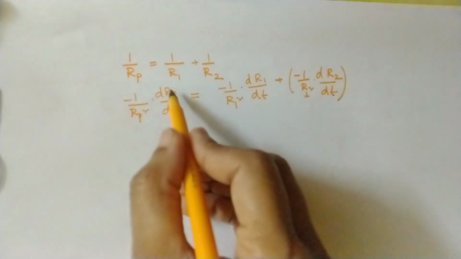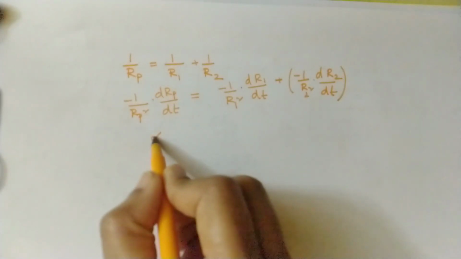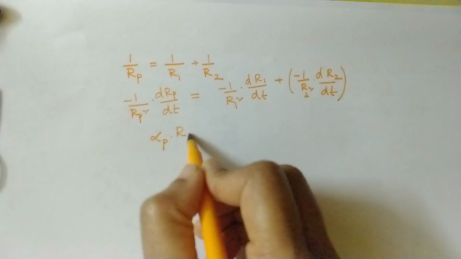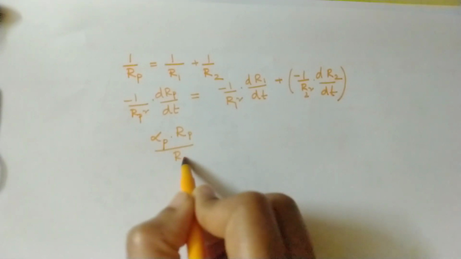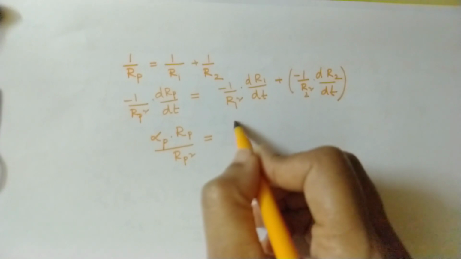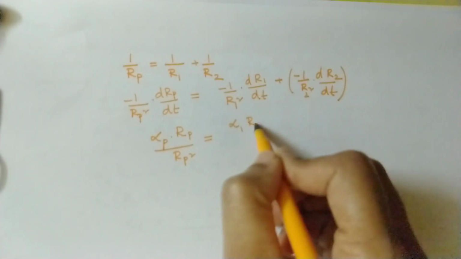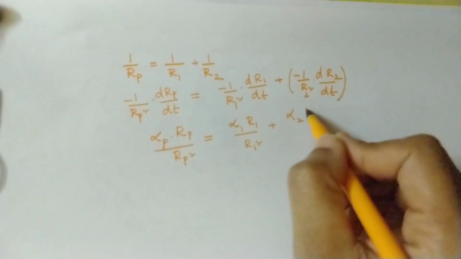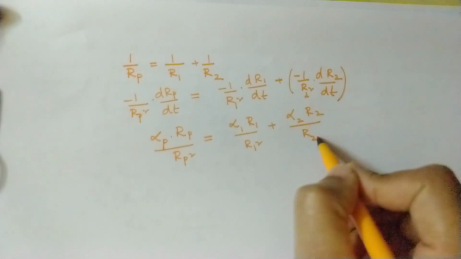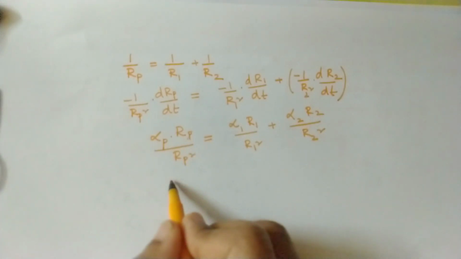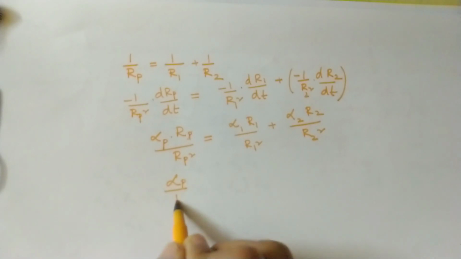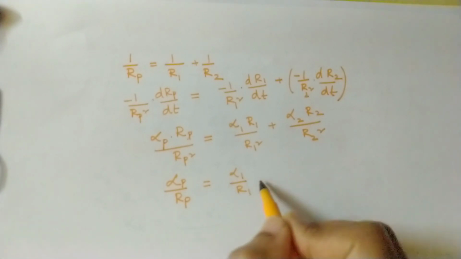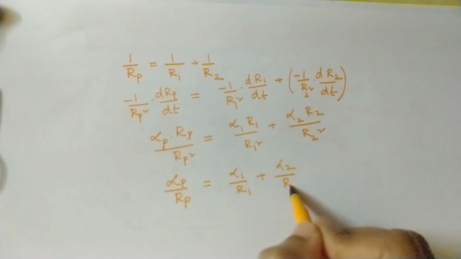Since minus is getting cancelled, we know this can be represented as alpha in parallel combination into the resistance, that is Rp divided by Rp square, which will be alpha 1 into R1 by R1 square plus alpha 2 into R2 divided by R2 square. Anyway, one Rp will get cancelled. Alpha in parallel combination divided by Rp equals alpha 1 by R1 plus alpha 2 by R2.